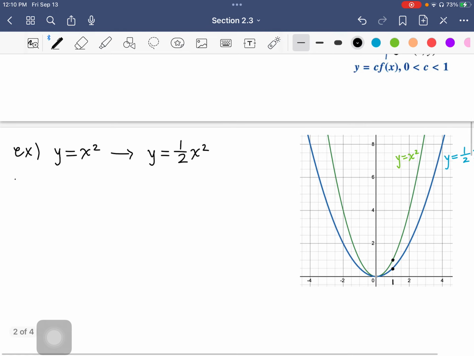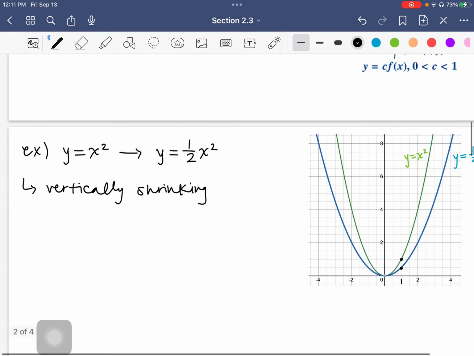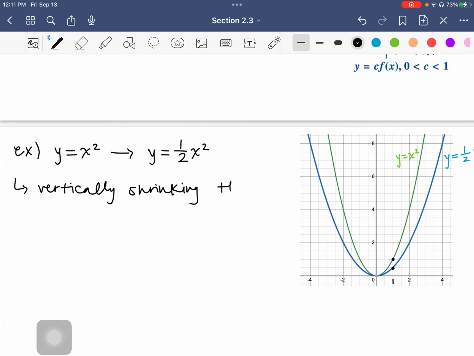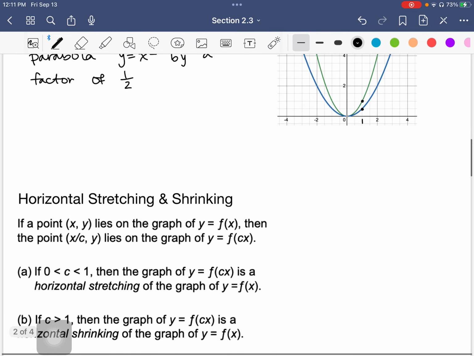So in this case, we're vertically shrinking the parabola x squared by a factor of 1/2. All right. Now with that, we're going to go into horizontal stretching and shrinking.